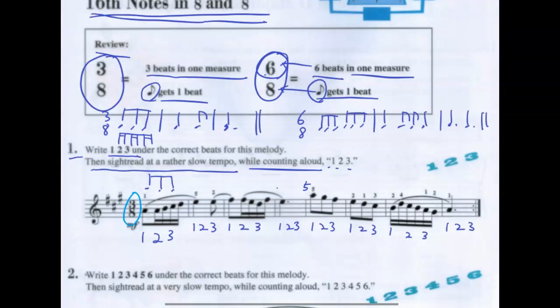All right, so I'm going to draw the line on the beats. I do this many times when I'm teaching my students. I think this is a better way. So the first beat is here, 1, 2, 3, and 1, 2, 3, and 1, 2, 3, 1, 2, 3. You can do this or not, but I just like to do this because visually you can see the beat. It's all done, and now it's time to sight read this passage at a rather slow tempo, counting aloud 1, 2, 3.